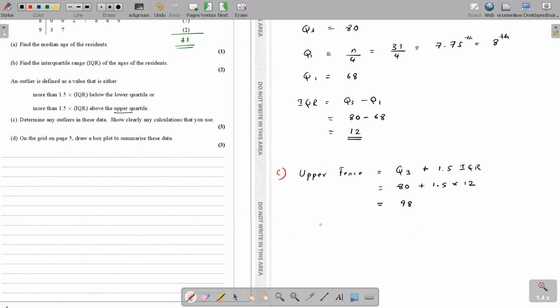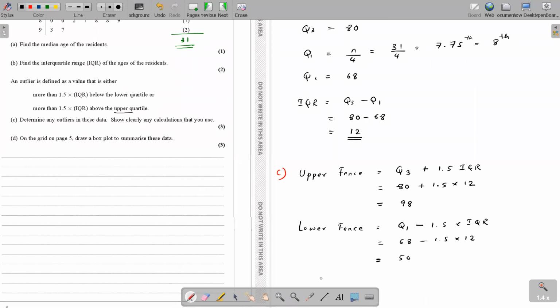Next, get the lower fence. So these are our two boundary values. What is the lower fence? Below the lower quartile. Lower quartile means the first quartile. Below means you have to subtract. 1.5 times 12 is 18. So Q1 is 68, minus 18. How much is that? 50.